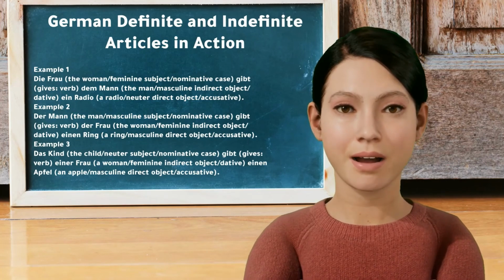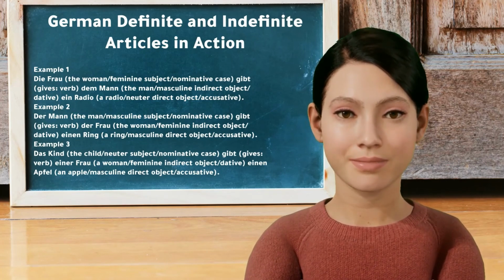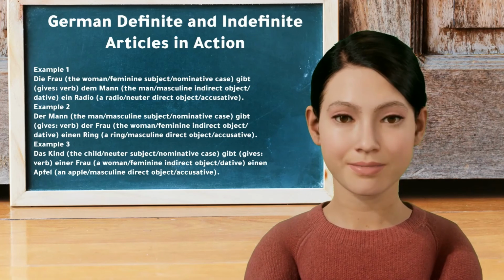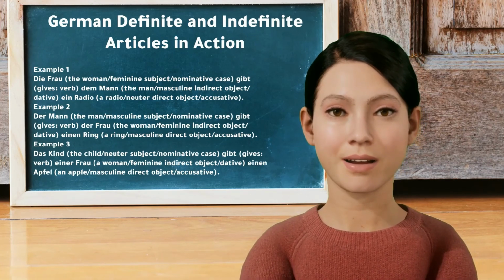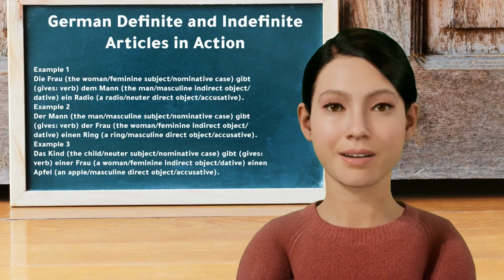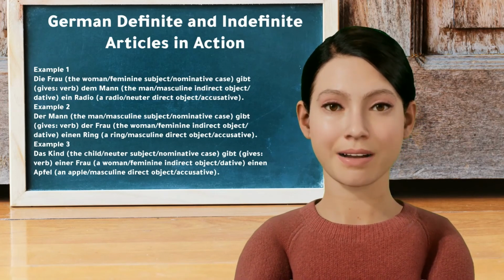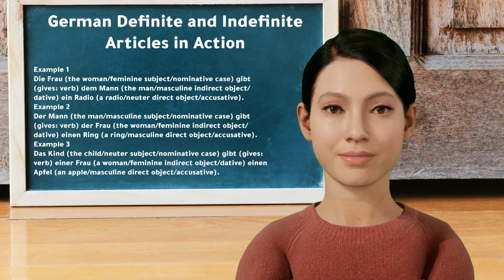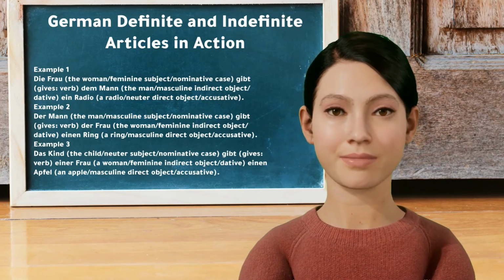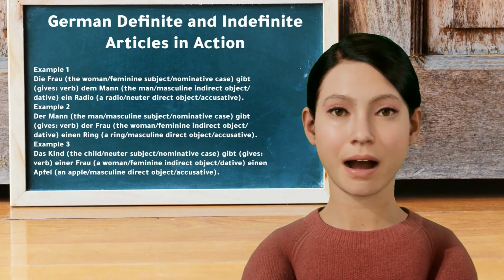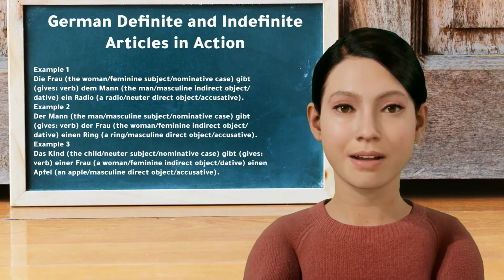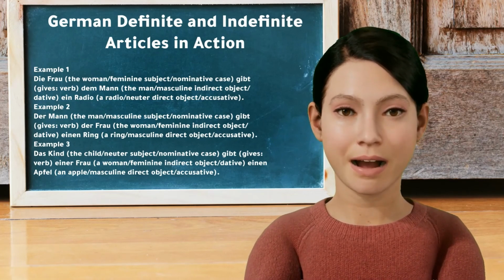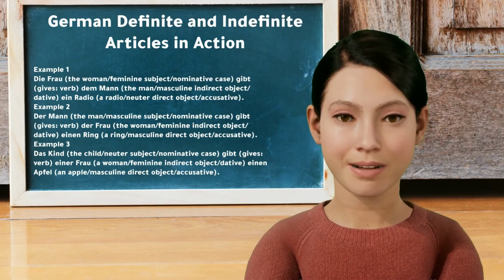Eine Frau, a woman, here in the dative case, is an indirect object, but this time with an indefinite article. Before we had a definite article, der. Here we use eine, it's indefinite. And the child gives her einen Apfel, an apple, the masculine direct object in the accusative case.